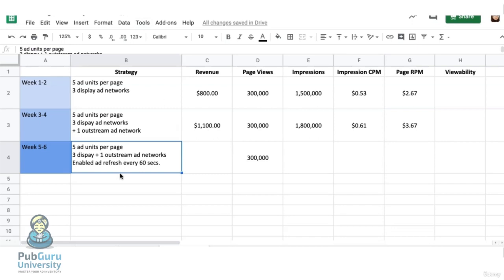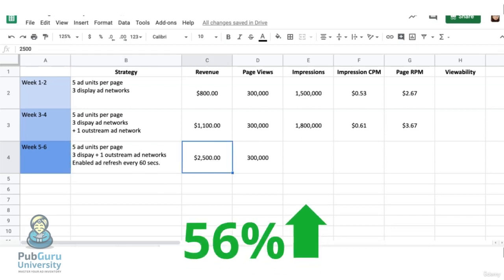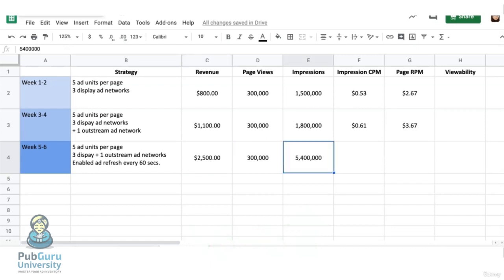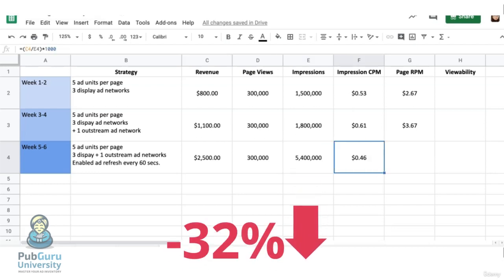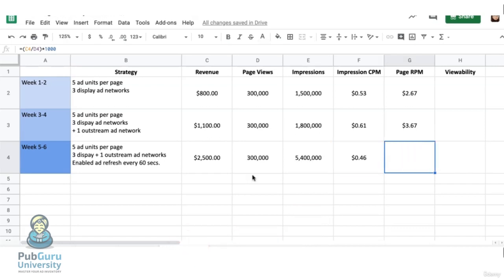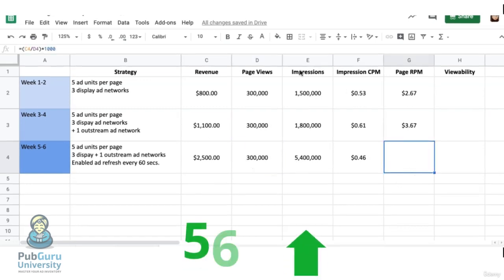Now here comes week 5 and 6. You now have added ad refresh every 60 seconds. So your strategy is now 5 ad units per page, 3 display, plus 1 outstream ad network, and then you have enabled ad refresh every 60 seconds. Your revenue on a daily basis has now increased to $2,500. Impressions increased to about 5,400,000. So your impression CPM has dropped to 46 cents. You're still getting almost the same exact number of page views on your site, so your page RPM has now increased to $8.33.